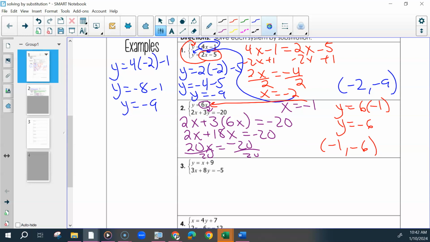Questions so far? When we write our answer, should we just write it as that? You just write it as an ordered pair. Alright, when we come back, we move on to number 3.